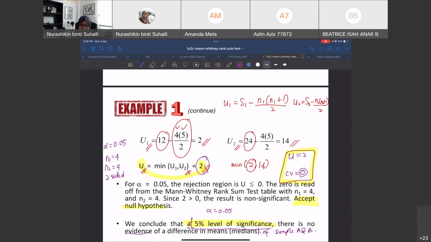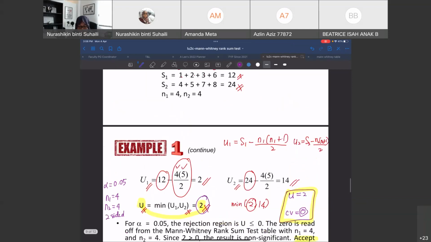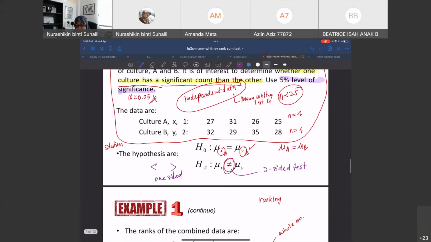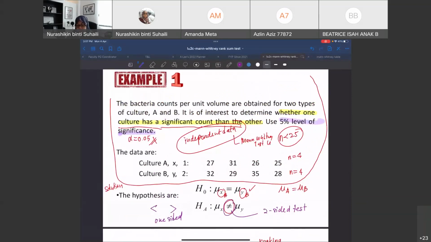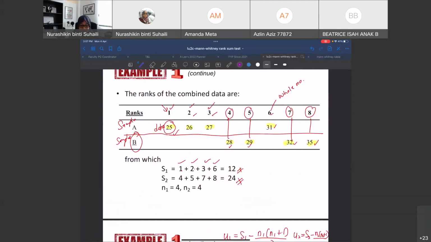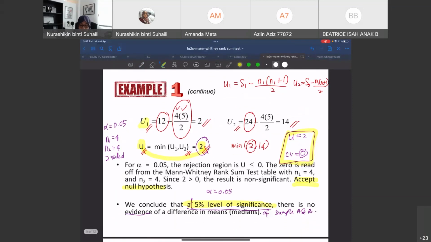So it's quite easy, isn't it? You just have to familiarize yourself with the steps in the middle, where you combine the data, rank the data, and find the sum of ranks S1, S2, find N1, N2. Then calculate U1, U2, determine the U based on your alternative hypothesis condition, then compare the U and CV, make a decision based on the rule of thumb given in the steps, and finally make a conclusion.